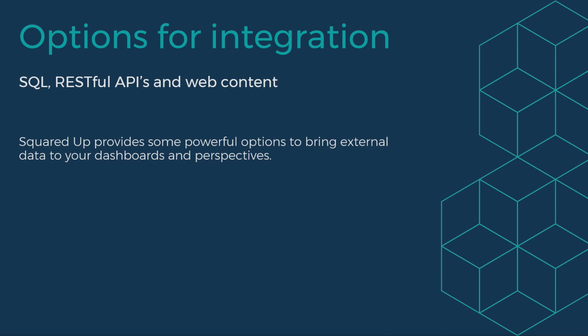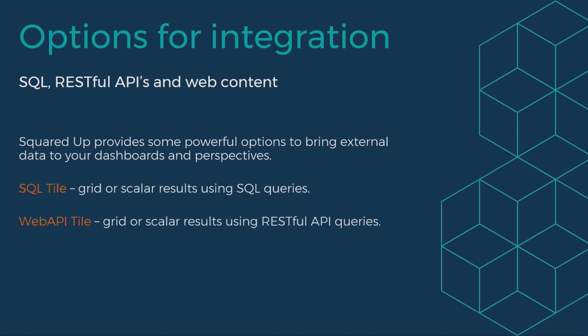We'll cover a small amount of technical detail on how to do it. And if you have any further questions, obviously feel free to ask through the chat or get in touch with support@squaredup.com. So the first topic we're going to cover is the SQL tile. It comes in two flavors, either returning a grid of data or scalar results, so a number, using SQL queries. We're going to be talking about the API tile, which again is grid or scalar based. And finally, the web content tile: give it a URL for some external site or some HTML that it can render directly, and you can bring all that extra data into your dashboards natively.